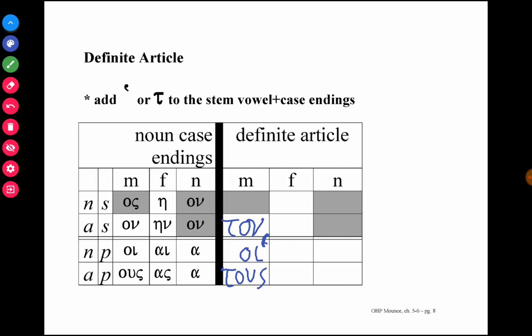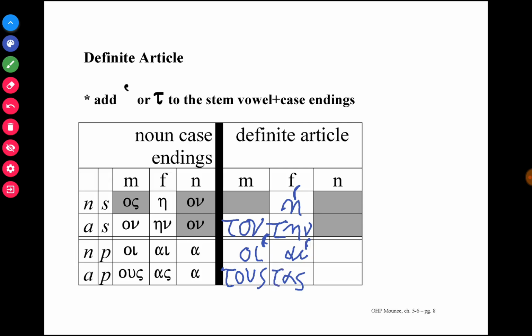For the feminine, let me just write out all the case endings. It's a, ain, i, and os. So how do I form the definite article? Well, the definite article is he. The accusative singular form is tain. I add a tau to it. I add a rough breathing mark, so it's hai, and I add a tau here.